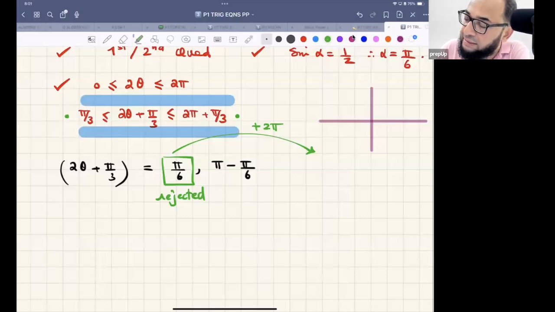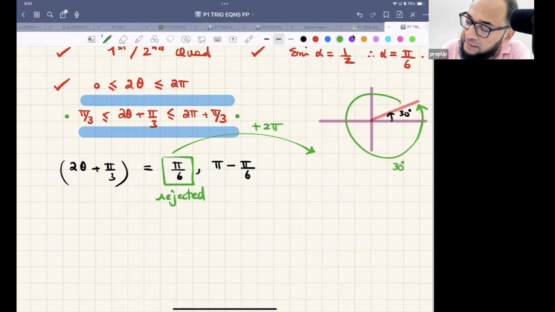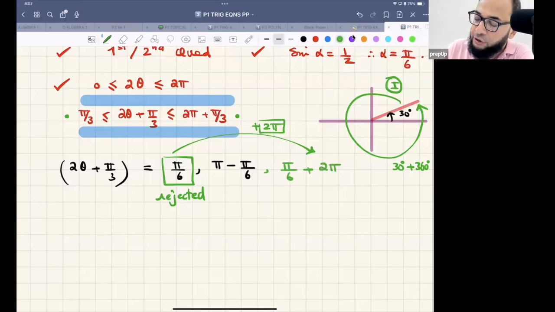Let me draw this angle over here, which is the red angle, let's say like this. This thing over here, this is 30 degrees. I'm thinking in terms of degrees right now for simplicity. If I go ahead and go one more revolution and reach this place, this is 30 plus 360 degrees. I'm still in the first quadrant, but I went a little bit overboard. I went one more revolution. Therefore this thing in radians is pi by 6 plus 2 pi. So this is rejected. This is the alternate.